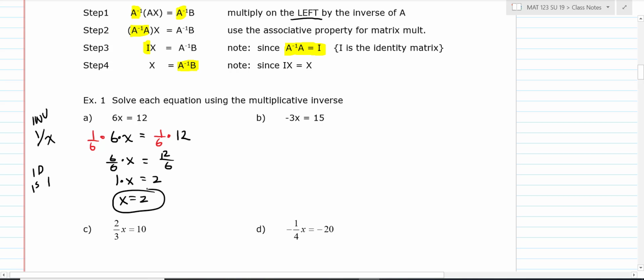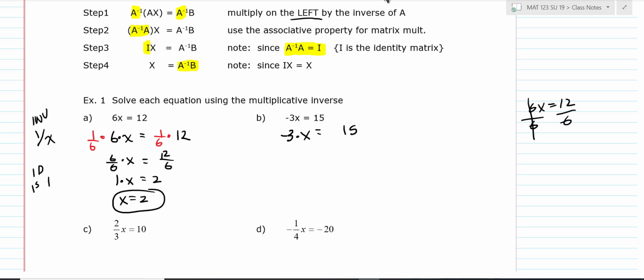Now I'm trying to get you used to doing these equations this way just because it'll help you understand all this stuff up here better, I think. Yeah, the easy way to do this problem, obviously, is just go 6x equals 12, divide by 6. But remember, we don't have division of matrices. Okay, so we'll do this one the same way. We got negative 3 times x equals 15.